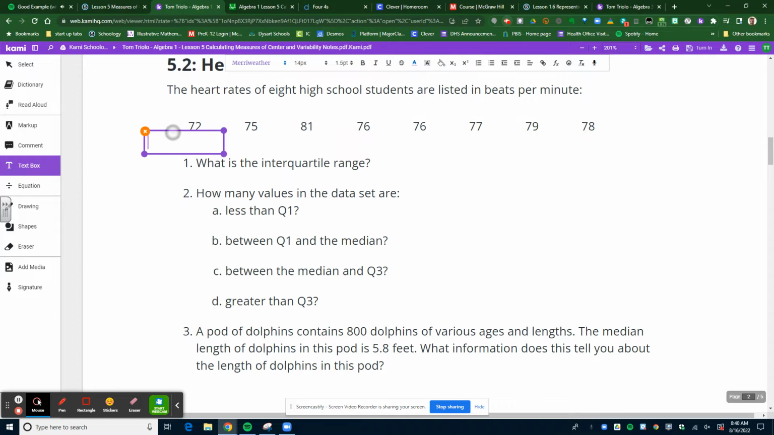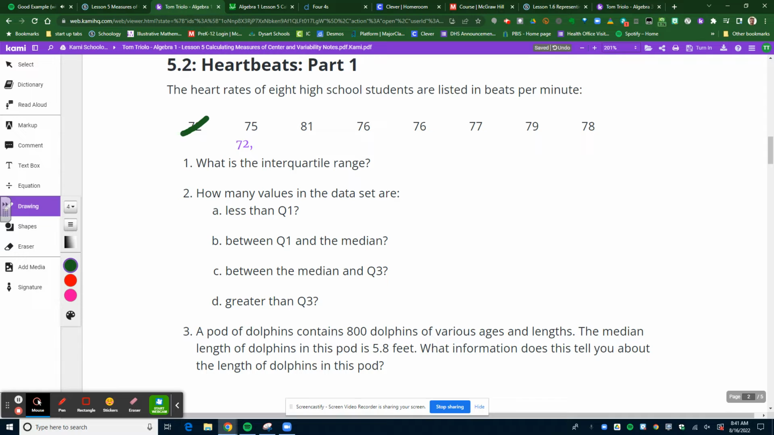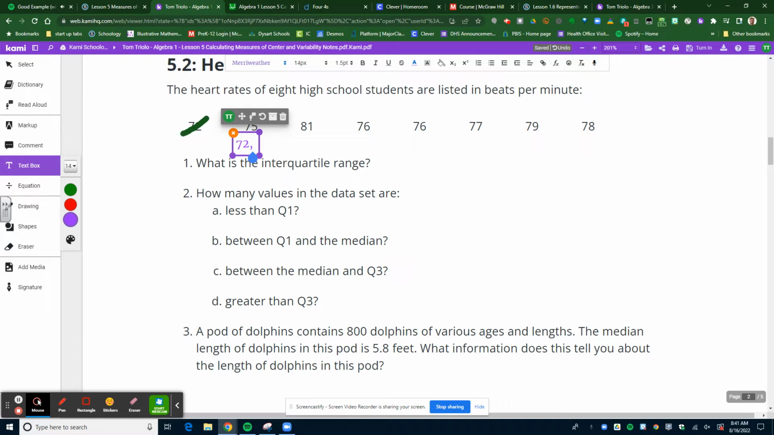72. So I'm going to put a 72. On your sheet, you can put a 72 as well. So 72. Comma space. When I do stuff, I like to put slashies through it. Next biggest number is 75. And with so few numbers, you might not need a slashie. 75. 76 twice.